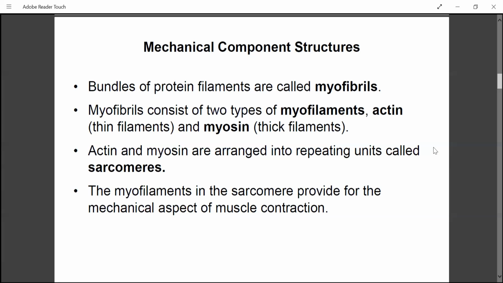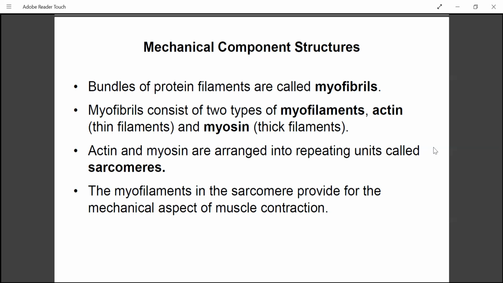Okay, our mechanical components. Our bundles of protein filaments, actin and myosin, bundled together, create a myofibril. Our actin is our thin filament, our myosin is our thick filament. Actin and myosin are arranged into this special structure that repeats itself, known as a sarcomere. The sarcomere is our functional unit of a muscle. A muscle fiber is a muscle cell, but a sarcomere is the functional unit.